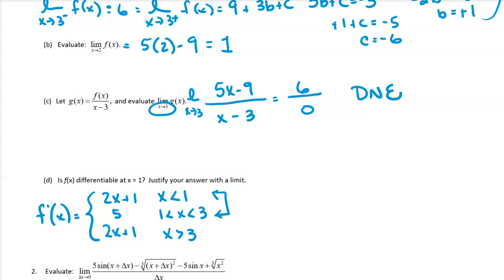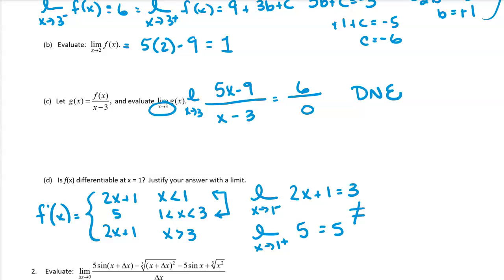So is it differentiable at x equals 1? If I take the limit of the derivative as x approaches 1 from the left of 2x plus 1, I get 3. And the limit as x approaches 1 from the right of 5 is just 5. And these two do not equal. So they are not meeting up in a smooth curve, and therefore it is not differentiable. On a piecewise function, you're looking to see if the derivative from the left and the derivative from the right are the same, and in this case, they're not.